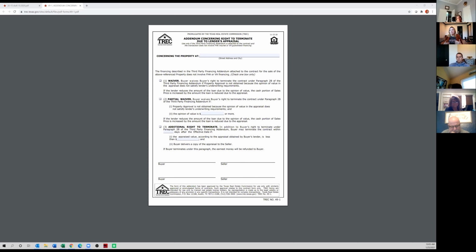It says the buyer waives the right to terminate the contract under paragraph 2B of the third party financing addendum if property approval is not obtained because the opinion of value of the appraisal does not satisfy lender's underwriting requirements and the opinion of value is blank or more. So in that circumstance that I was talking about earlier with the 200,000 and the 160, if the buyer is okay with paying up to $5,000 over appraisal, then we would say, well, heck, as long as it appraises for 195, then we're good. We'll pay that difference. We're just not paying the difference between 150 and 200.